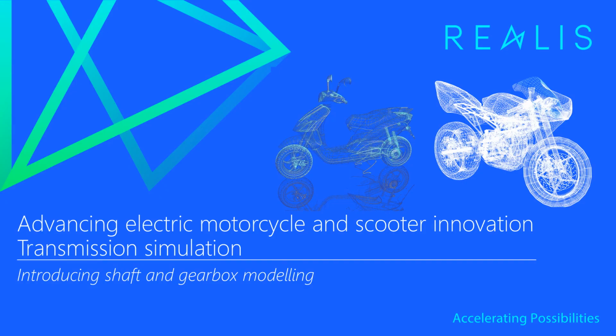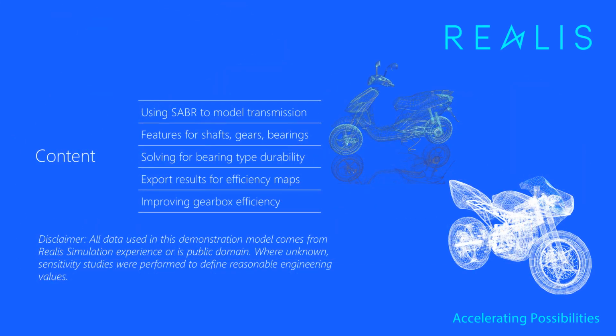We're going to demonstrate using Realis' software tool SABR, which is a shaft and bearing analysis tool. We're going to use this model to model an electric motorcycle transmission. We start with a model which has mainly been built.